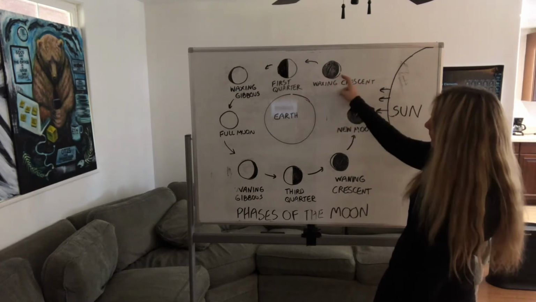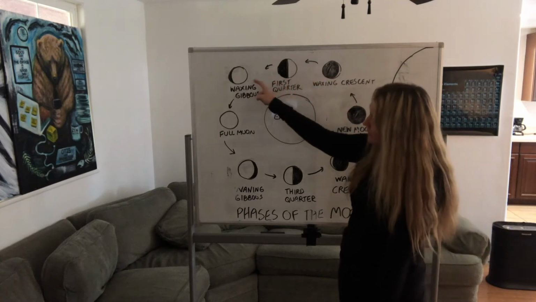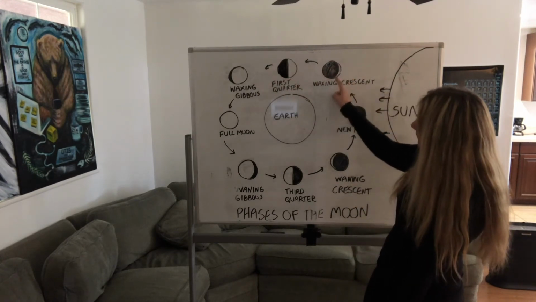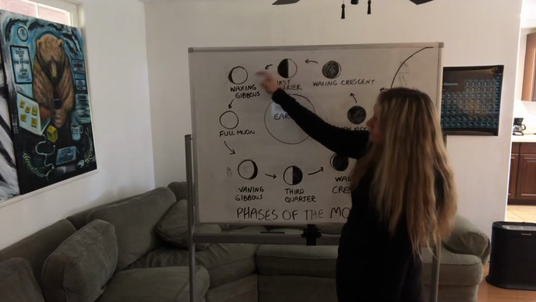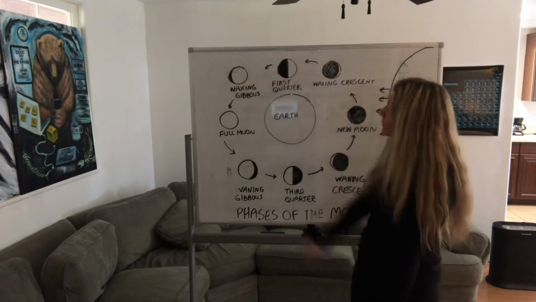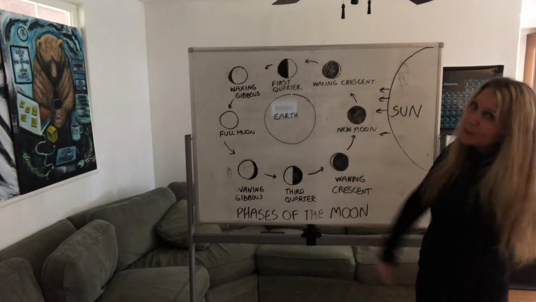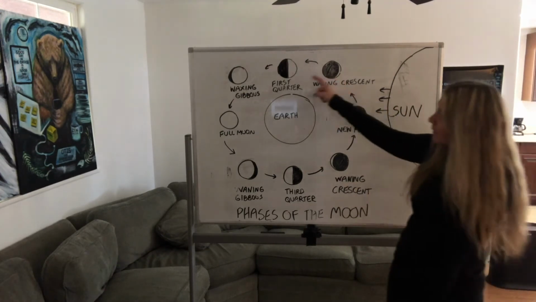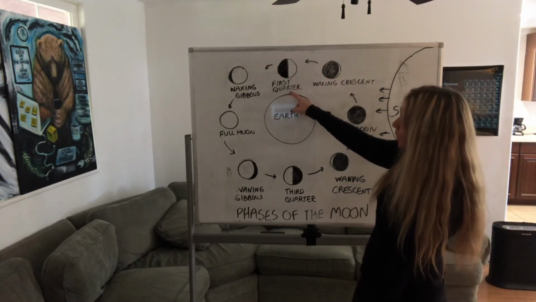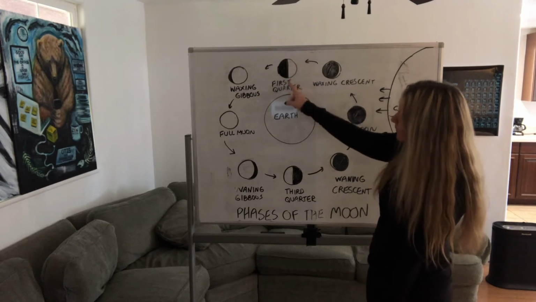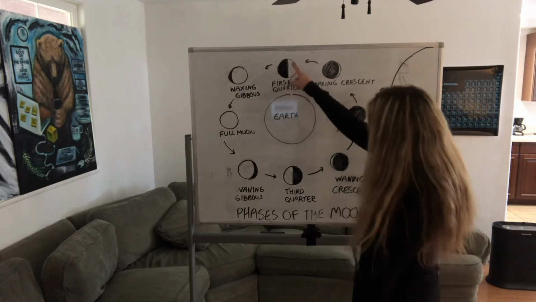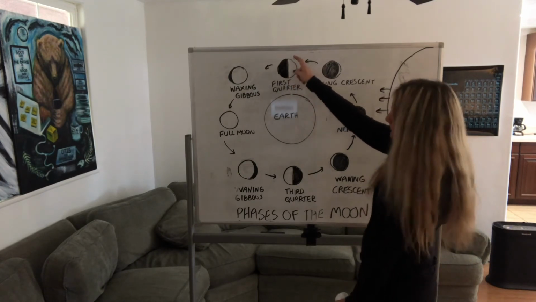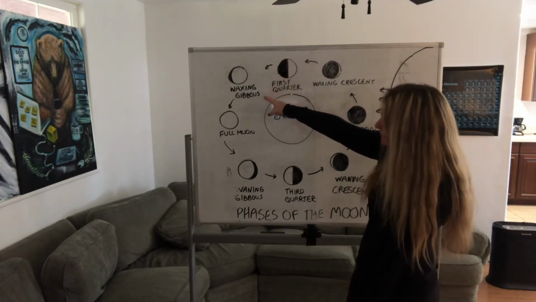Okay, always. So if we look at these three phases and look at the light, it's moving to the left. So waxing crescent. The next phase is the first quarter. So now the right half of the moon is illuminated. Okay. Next phase, waxing gibbous.